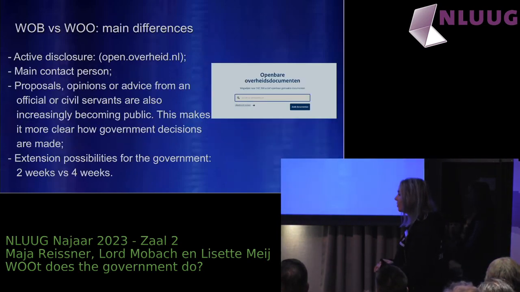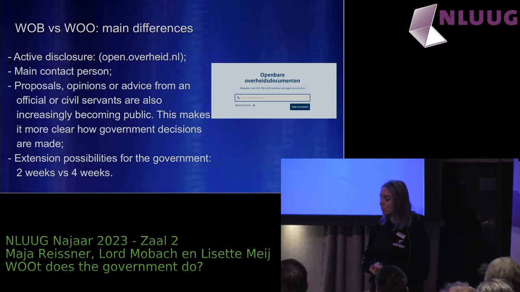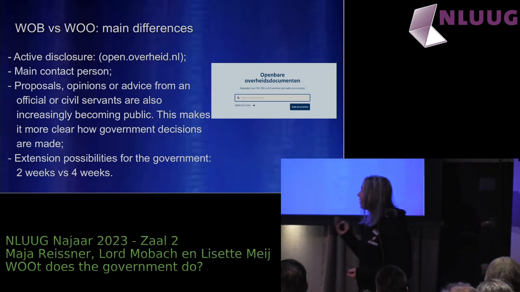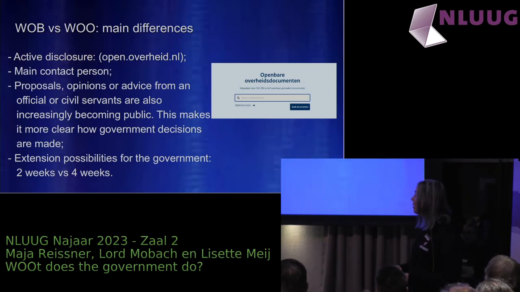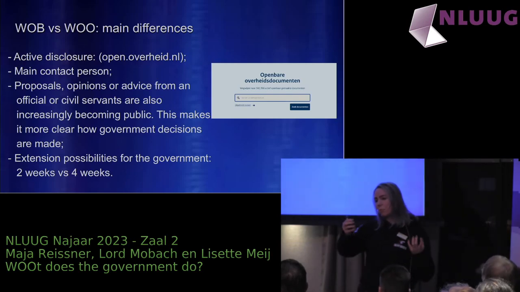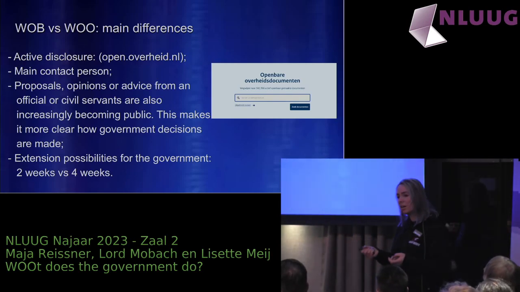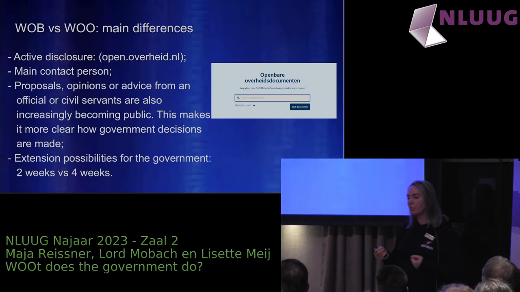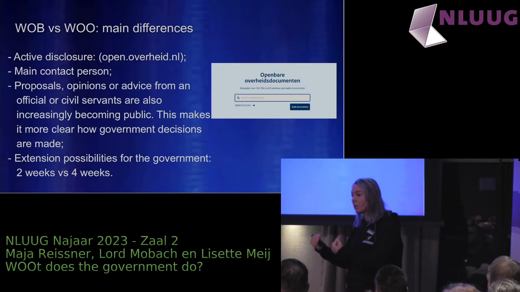So what's the difference? Because we have it since last year. And for me, well, like I said, of course, I'm interested in law. And a year for a law is pretty new. And you can see that the focus changed a bit from the WOB to the WOO. Because under the WOB, we had the WOB request. I'm going to say WOB and WOO very often right now. We had a WOB request, and we would ask the government to disclose information. But what we see with the WOO is that we focus more on the active disclosure. We want the government to disclose the information themselves up front. So not only when we ask for it, they have to disclose it up front.